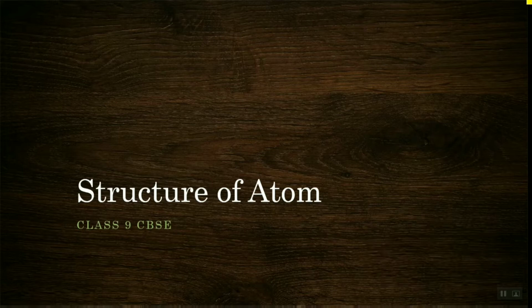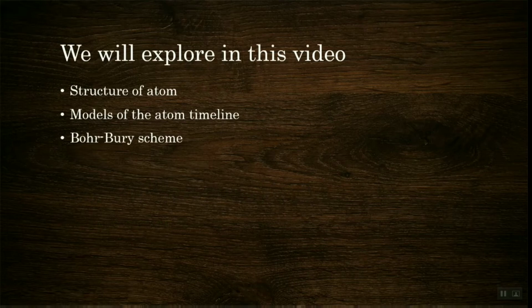CBSE. This is the first video. In this video we will explore the structure of atom, different models of the atom in a timeline, and the Bohr scheme. We learned Dalton's atomic theory in the previous video, which suggested that the atom was indivisible, but the discovery of two fundamental particles, the electron and proton, inside the atom led to the failure of this aspect of Dalton's atomic theory.